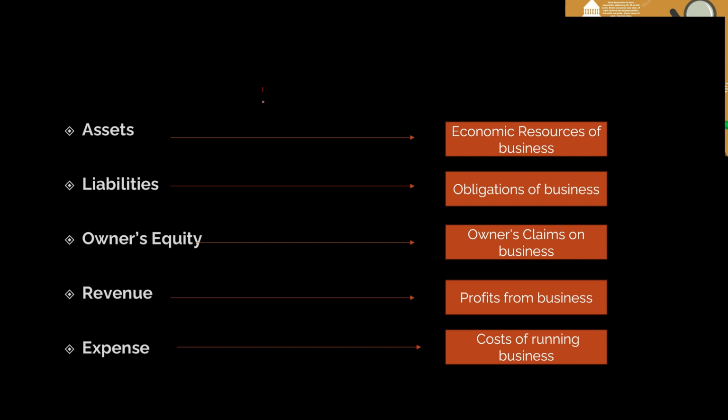Again, this is a recall slide. In this slide, we are going to recall that assets can be labeled as the economic resources of the business, liabilities as obligations or debts of the business, owner's equity as the owner's claims on the business, revenues as the profits of the business, and expenses as the costs of running the business. Now let's discuss these last two in much more detail.